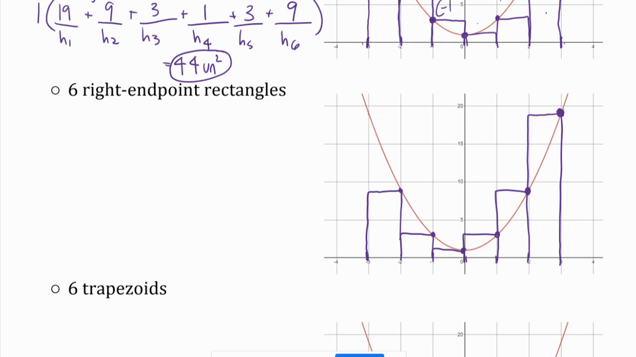So remember, area under the curve is always bounded by the x-axis. All right, and then this time, my width is still 1, so that's going to be 1 times adding up my heights.